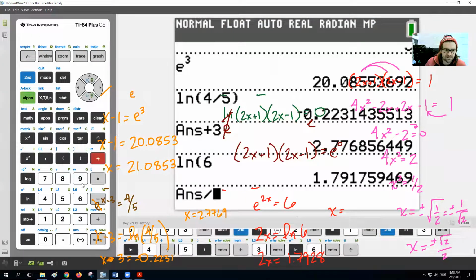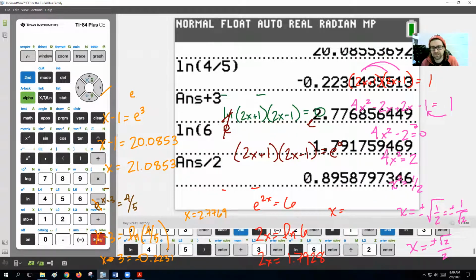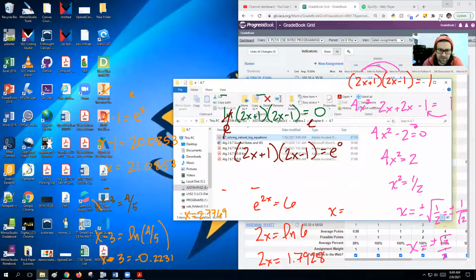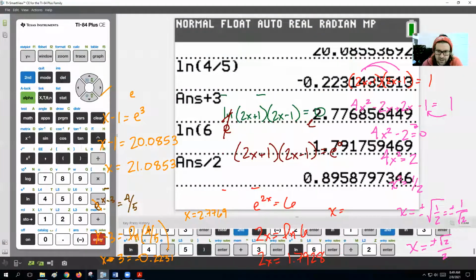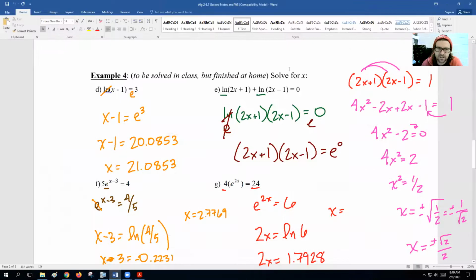Now, the big thing here, guys, make sure on your test or your quiz or anything, you're showing your work. That way, if you make a small mistake, I can give you partial credit. If you're just putting the answer down, I don't know where you got the answer from. And so there we get 0.8959. And there we go.